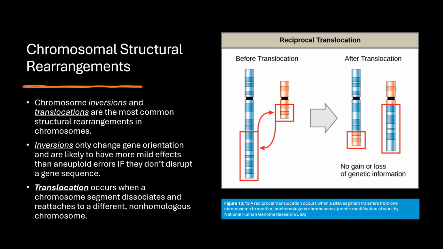But with translocation, which is what this image represents, it occurs when a chromosome segment dissociates, basically detaches, and then reattaches to a different non-homologous chromosome. So there is no gain or loss of genetic information here. The portion of the chromosome that's separated is genuinely just moving over after translocation. It's on a different chromosome altogether. So there's no gain and there's no loss of genetic information. It's a reciprocal translocation, and it occurs when a DNA segment transfers from one chromosome to another, non-homologous chromosome.